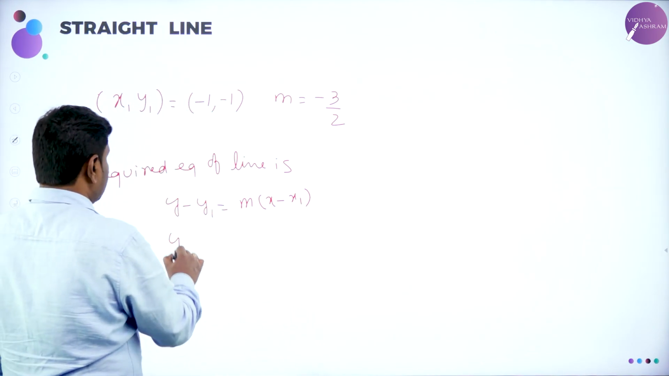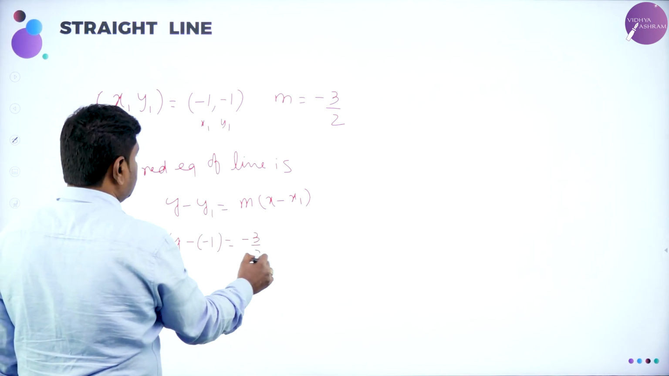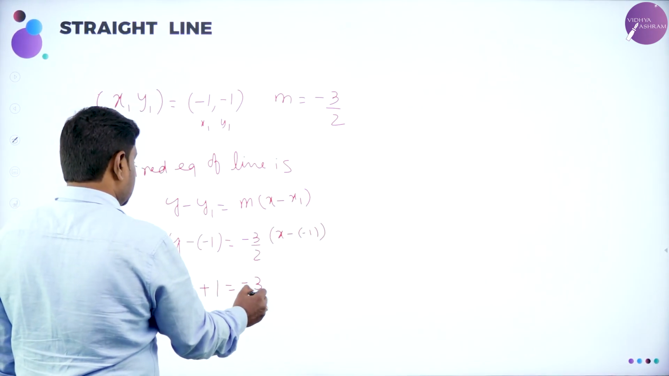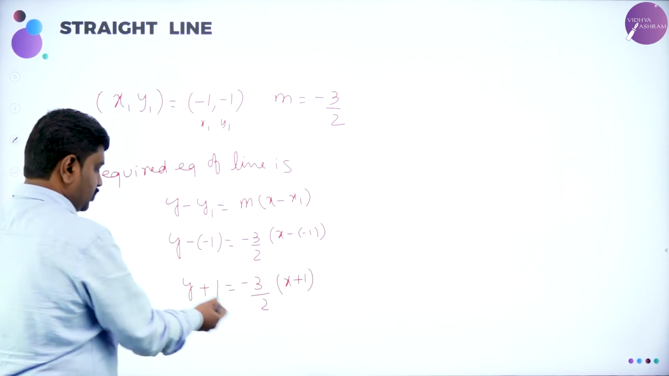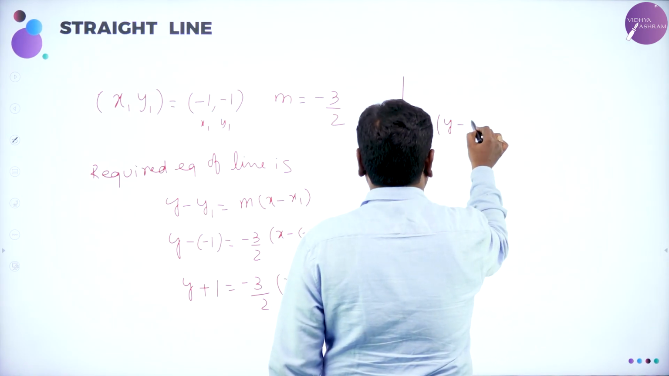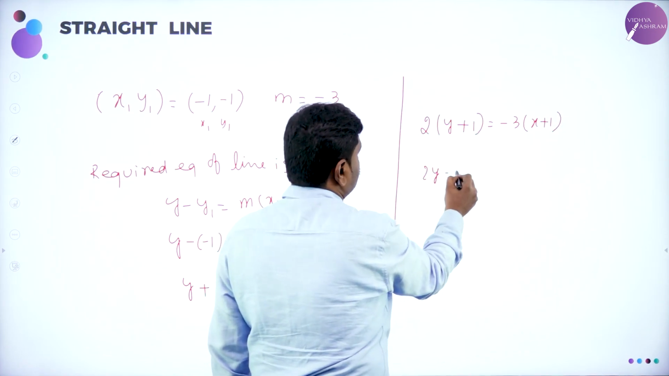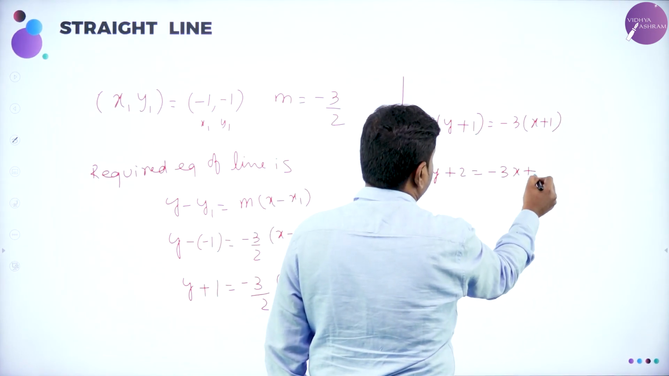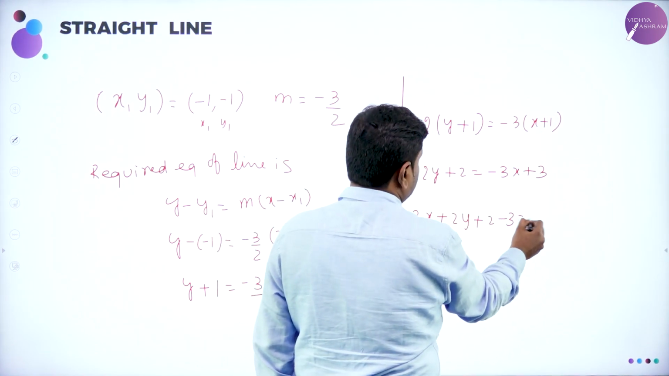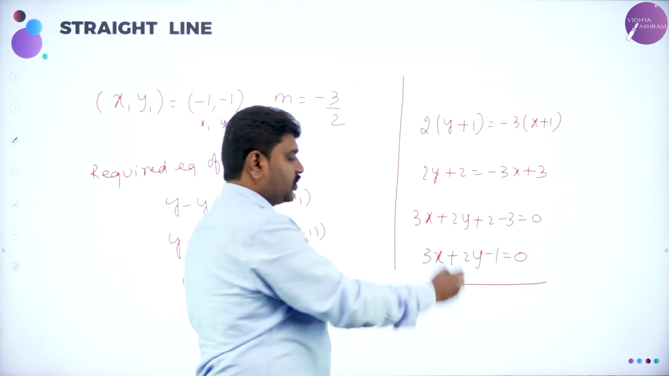So y minus y1, this is x1, this is y1, substituted. y minus minus 1 is equal to m is minus 3 by 2, x minus minus 1. Simplify this, so it will become y plus 1 is equal to minus 3 by 2 into x plus 1. So transfer 2 to LHS, so it will become 2 into y plus 1 is equal to minus 3 into x plus 1. 2y plus 2 is equal to minus 3x minus 3. Bring all terms to this side, so 3x plus 2y plus 2 plus 3 equal to 0. 3x plus 2y plus 5 equal to 0. This is the required line.